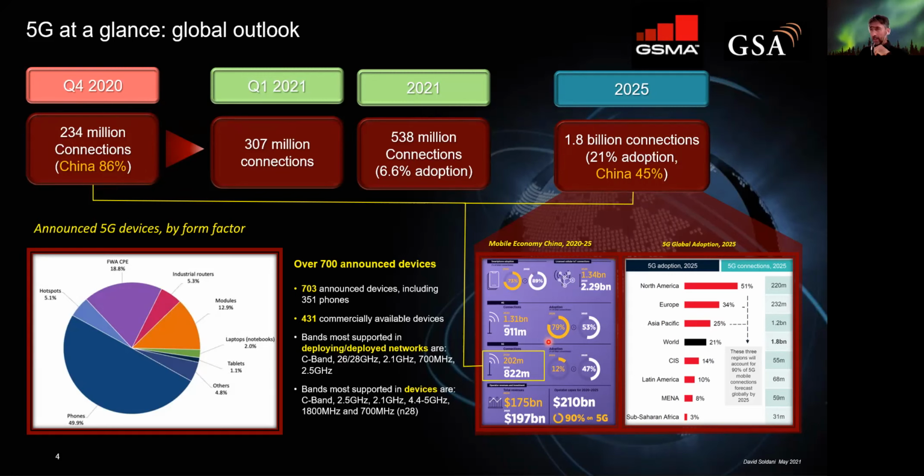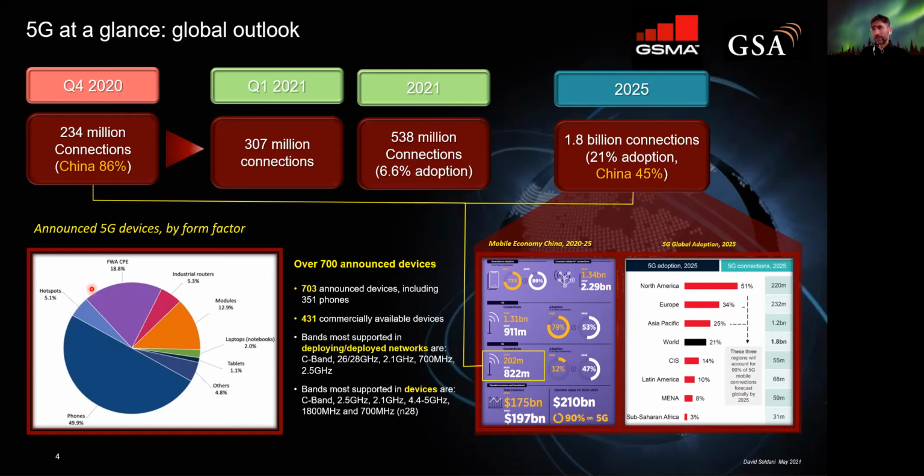If you look a little bit more in detail, still on China, as China is the largest market, by 2025, the carriers will invest up to 210 billion, and 90% of those expenses are on 5G. But of course, if you look at the global 5G adoption, it's not just about China. In the relative proportion, the most adoption and penetration will be in North America, followed by Europe, and then Asia Pacific. All these 3 regions will account for 90% of the 5G mobile connection forecast globally by 2025.